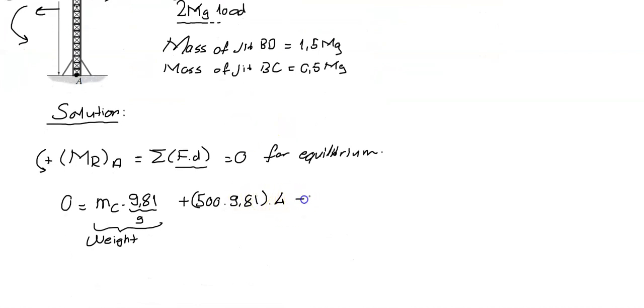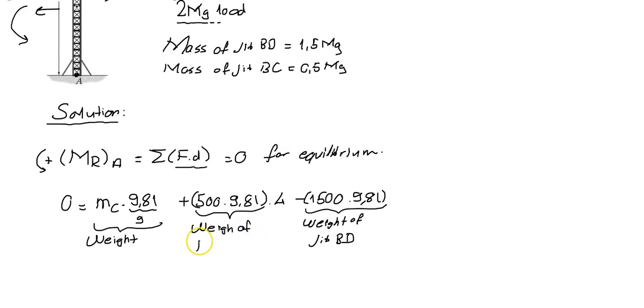And the forces acting on the right hand side of the tower will be the weight of jib BD times 9.81, so the weight of jib BD, the weight of jib BC, and the weight of the balancing weight at point C.